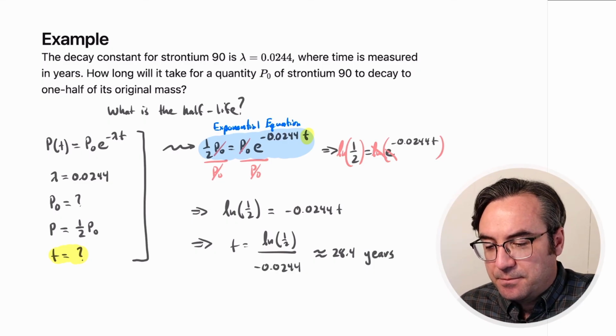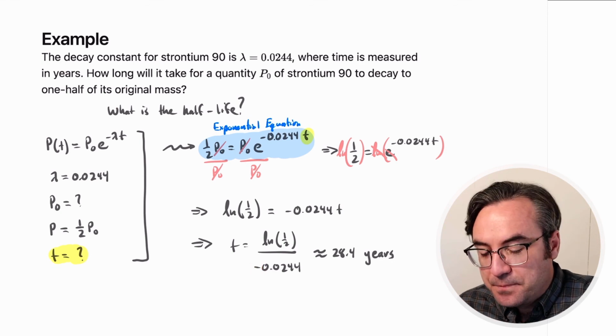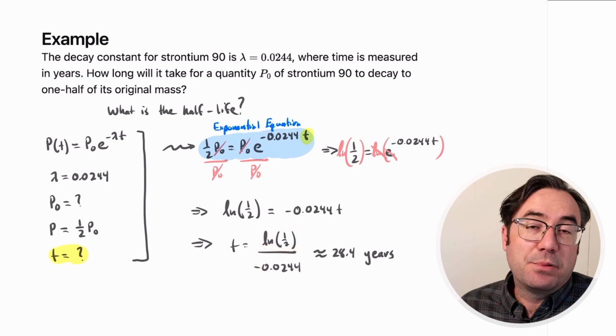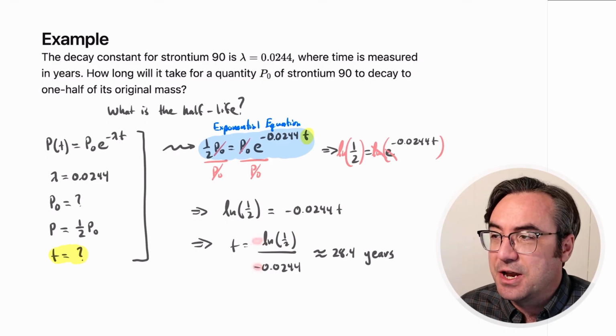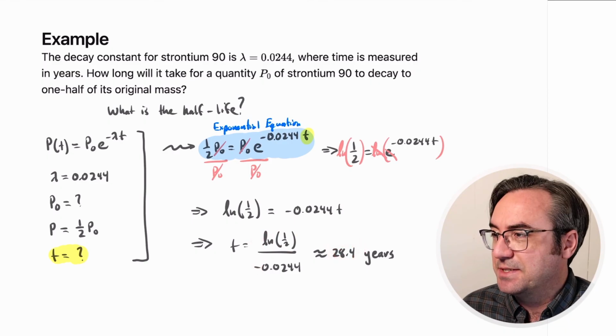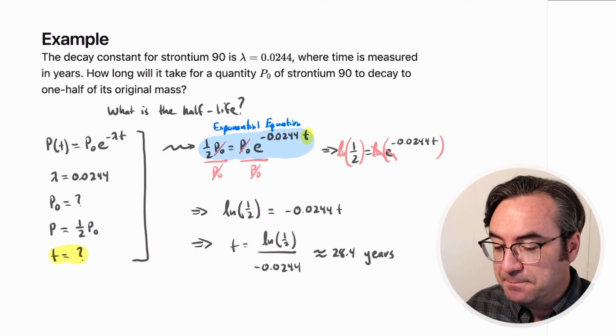Now you might be wondering, where does this negative go? Well, natural log of 1/2, if you plug it into your calculator, is going to be a negative value. So this ends up being kind of like a double negative, so it ends up being positive. All right.